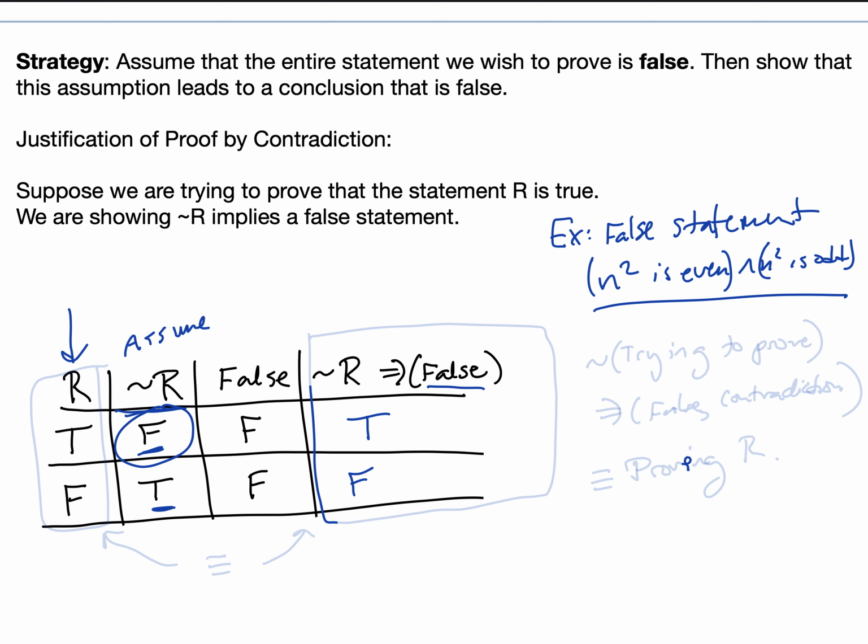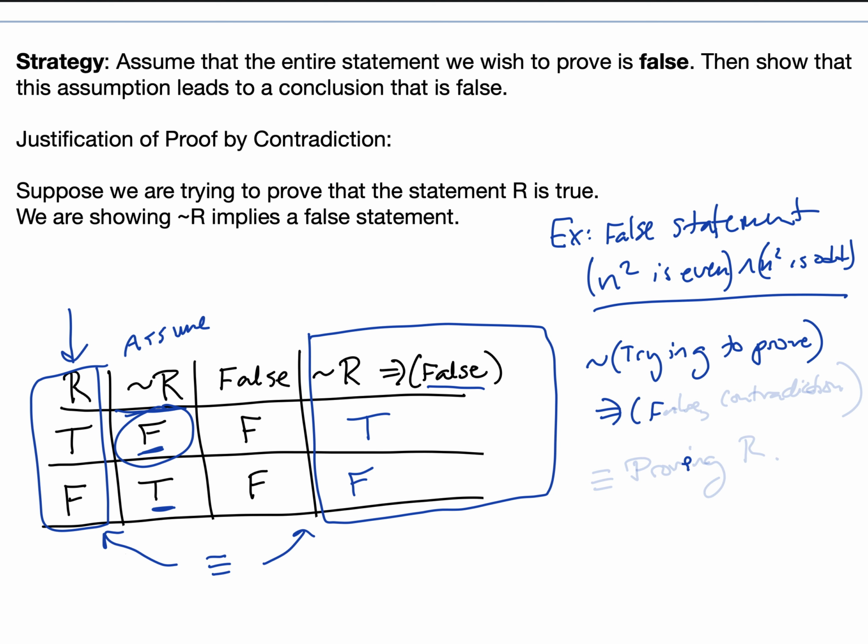And we see that the truth values for R match up with the truth values for the negation of R implies something that is always false. Therefore, these two are logically equivalent statements. So showing that the negation of the statement we are trying to prove implies something that is always false, in other words a contradiction, is logically equivalent to proving our original statement R.